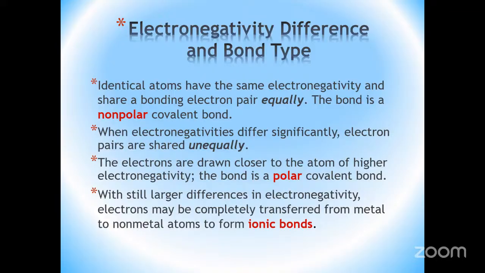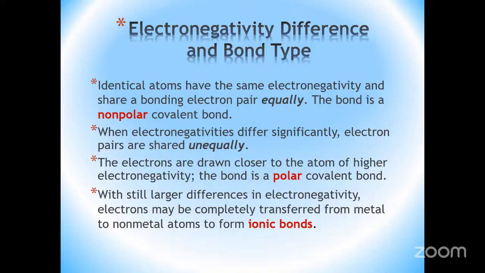Now, if you have a situation where there's a significant difference between the electronegativity values, then basically what you'd expect is that the electrons will not be shared evenly. In other words, on average, the electrons will be closer to one atom compared to the other. So we call that bond a polar covalent bond. A polar covalent bond is one where you have electrons being shared unevenly, such that the electrons on average will spend more time around the more electronegative atom compared to the less electronegative atom, all right?